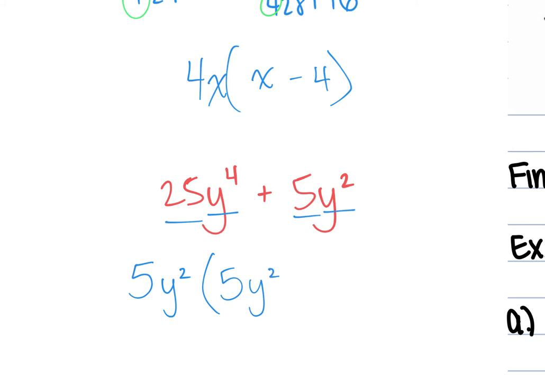5y squared. Wait, but doesn't the y divide and get canceled out? They don't cancel out, because y to the fourth divided by y squared is going to give me y squared. Oh, okay. Then the second term is going to be 1. Because what's 5y squared divided by 5y squared? 1.